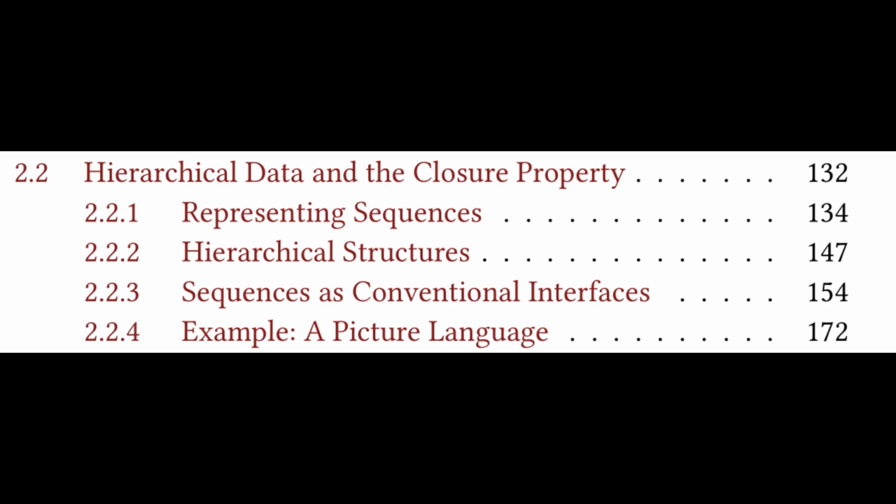In this pre-recording, we're going to be covering the final 2 sections of this chapter, hierarchical data and the closure property, those sections being 2.2.3 and 2.2.4, sequences as conventional interfaces, and example, a picture language. Most of it will be spent in 2.2.3, so let's hop into it.